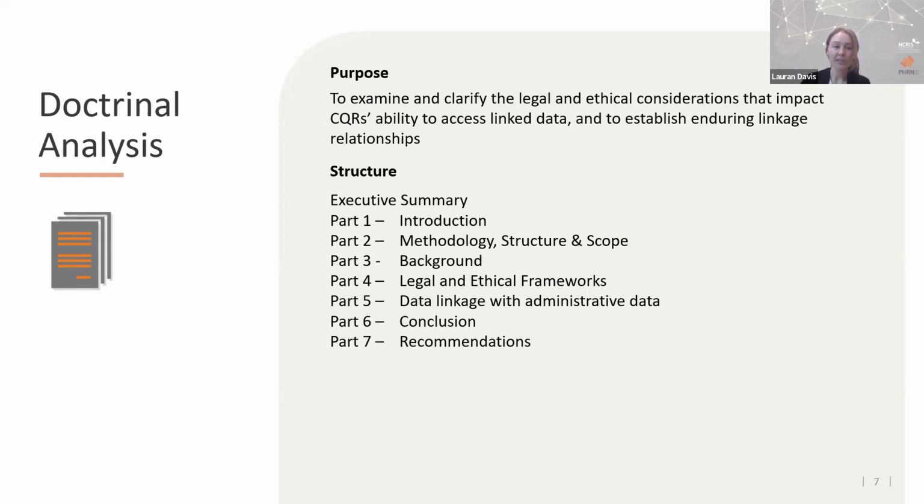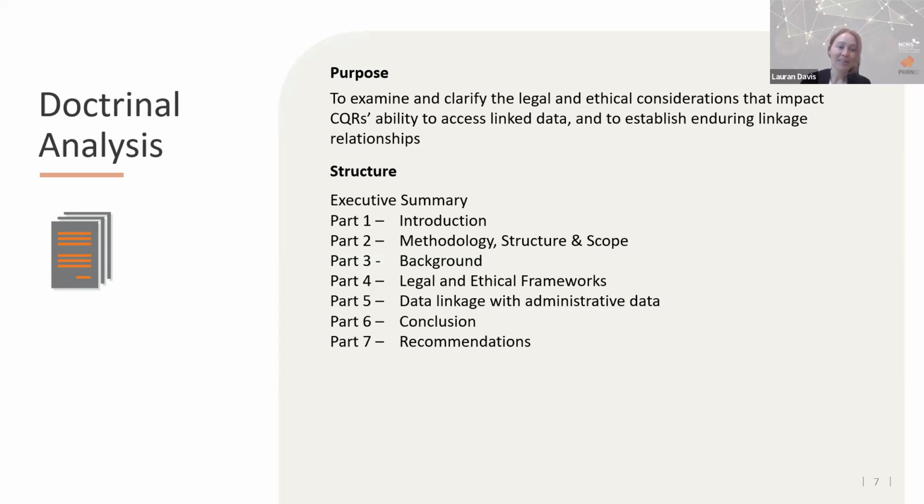We've got a draft report with the structure that you can see up there on the screen. That's currently under review by our Governance Advisory Committee, and we're waiting for some feedback, thoughts and comments on that. In terms of what's involved, you can see there we step through introduction and methodology. In the background section, we do a brief overview of different types of CQRs, because we're aware that not everybody's uniform in terms of how they operate and what their governance structure is. We also give a brief overview of what administrative data is and how data linkage processes work.